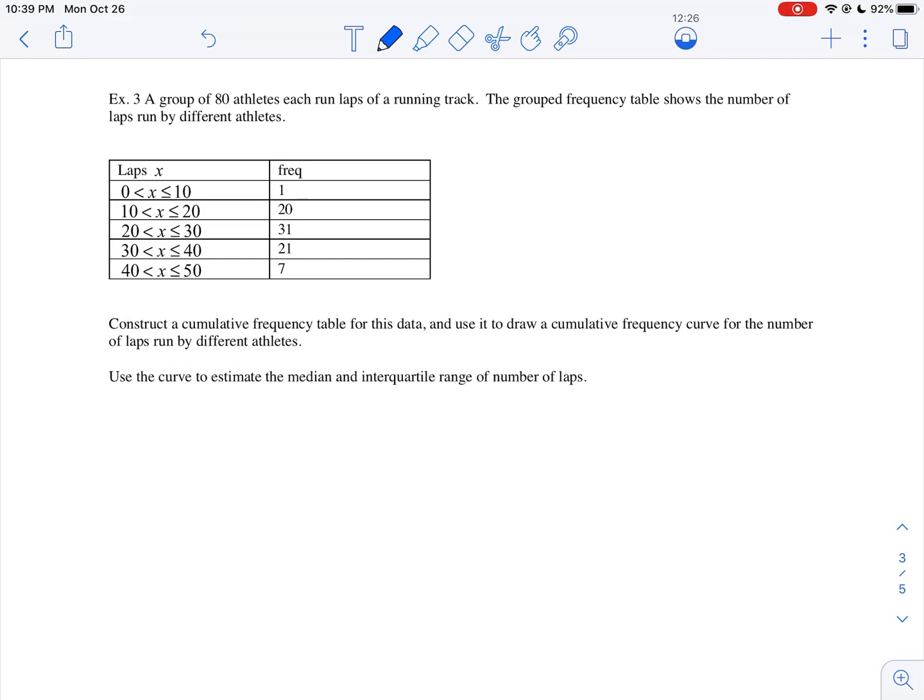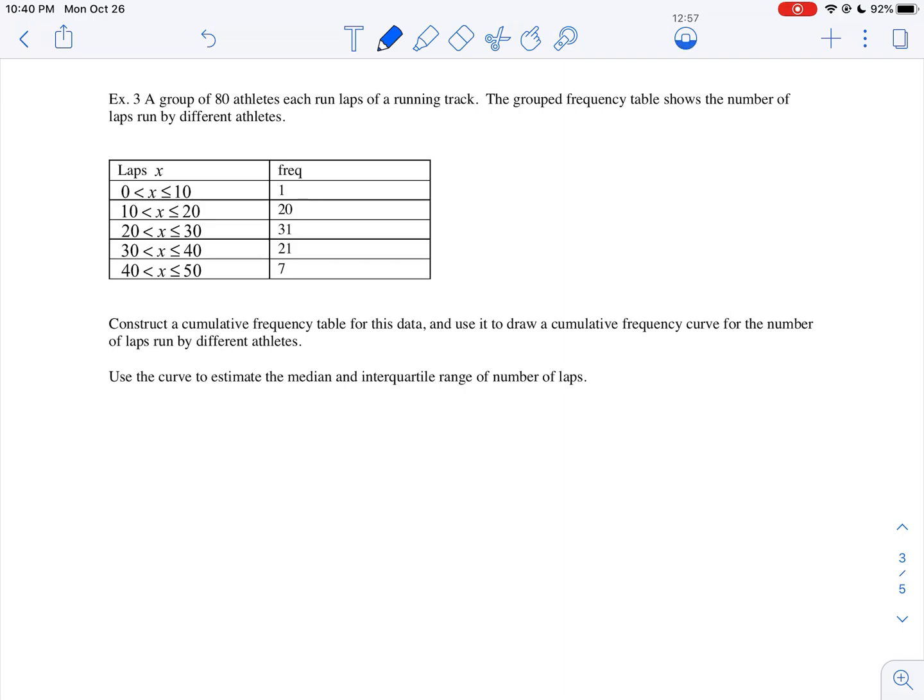All right, example 3. A group of 80 athletes each run laps of a running track. The grouped frequency table shows the number of laps run by different athletes. So we have 0 to 10 laps, there was 1. 10 to 20 is 20. 20 to 30 is 31. 30 to 40 is 21. And 40 to 50 is 7.